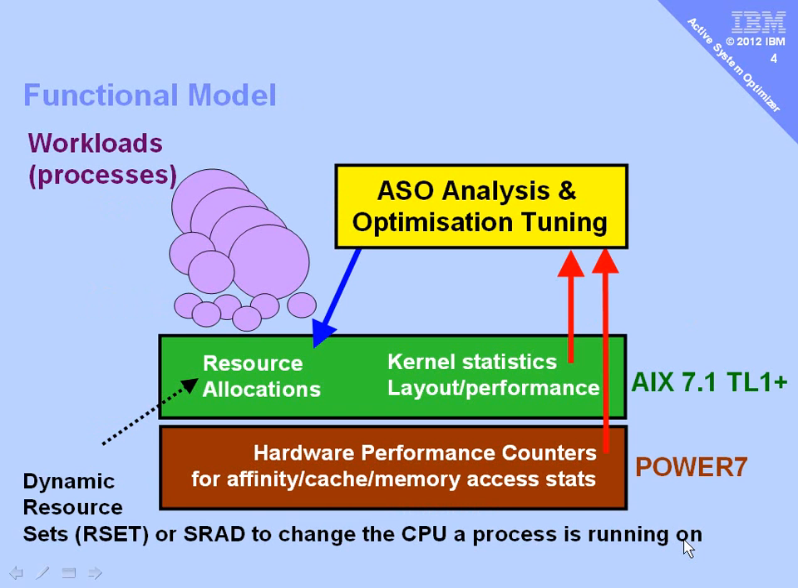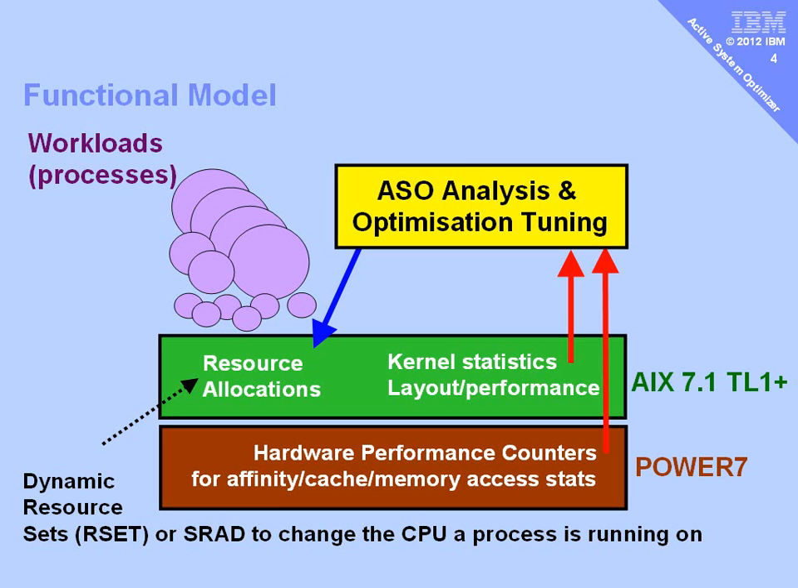Now, once ASO is activated, it has no other need for user involvement. It just gets on with doing its work behind the covers. It identifies and optimizes the suitable workloads using two sources of data. First of all, the AIX kernel statistics about processes and threads, but it's also pulling information from the Power 7 hardware performance counters that come out of the Power 7 chips. These are very low level counters usually used by kernel developers.